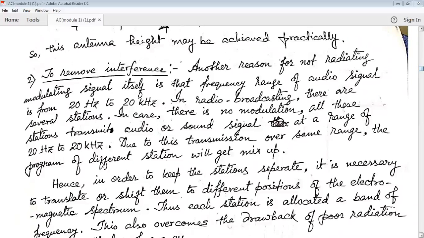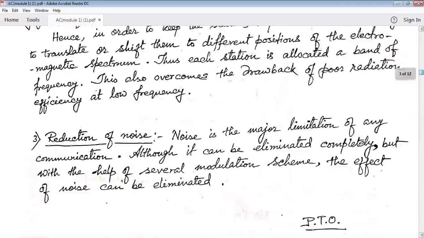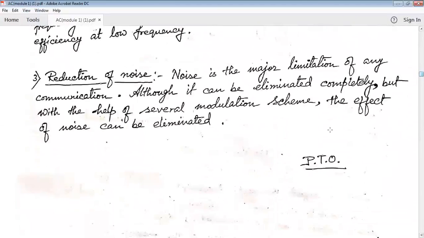Whatever radio station you are listening to, 98.3 megahertz, 94.3 or 106.2 megahertz, all these are the carrier frequencies. So we are using different frequencies for different channels just to remove interference. The third one is to reduce noise. We use this modulation technique to reduce noise.